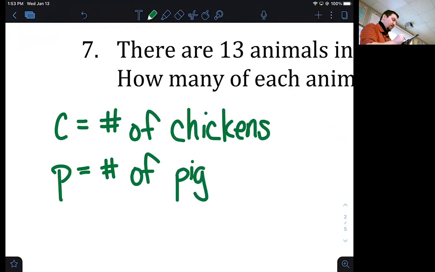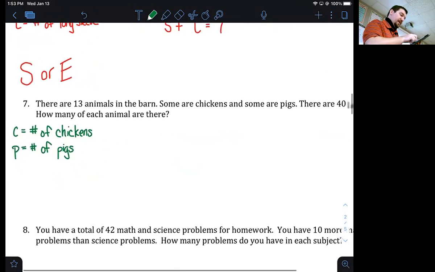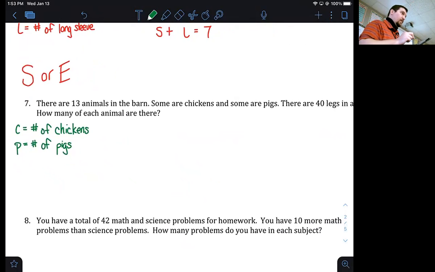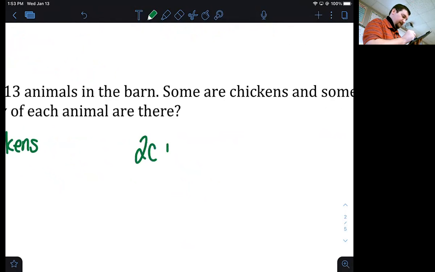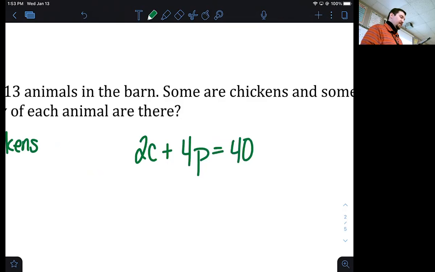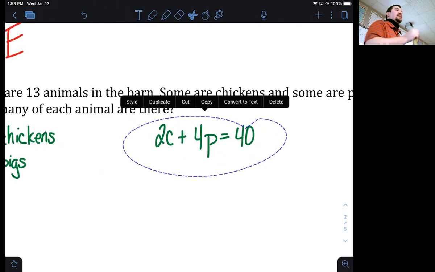Riley, do you want to give me one of the equations? You raised your hand first, so you get to choose. I did 2C plus 4P. Nice job. There are 2 legs on each chicken, plus 4 legs on each pig, and altogether it said there's 40 legs in the barn. Okay, so that's one equation, and those numbers aren't given to you, you just have to know how many legs are on these animals.